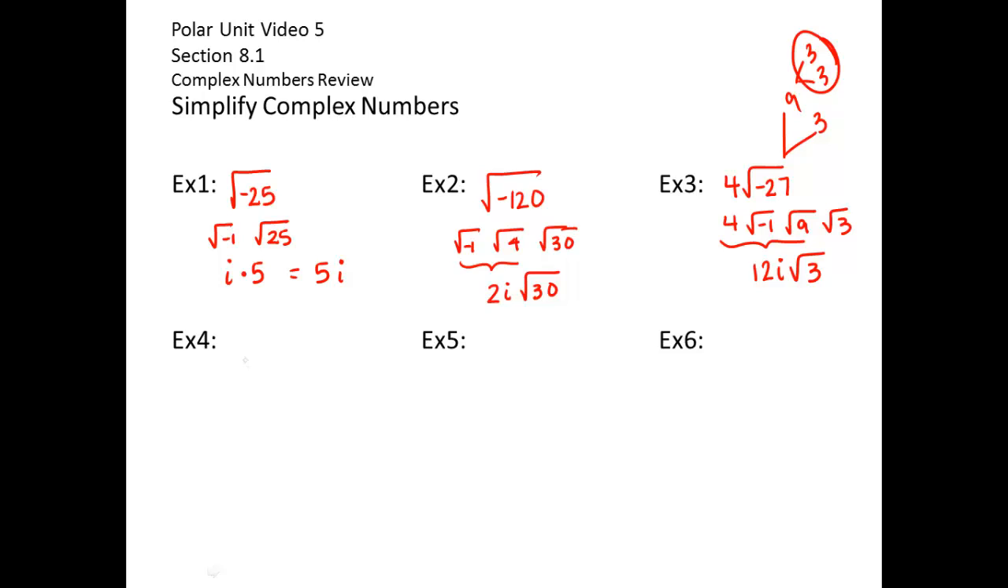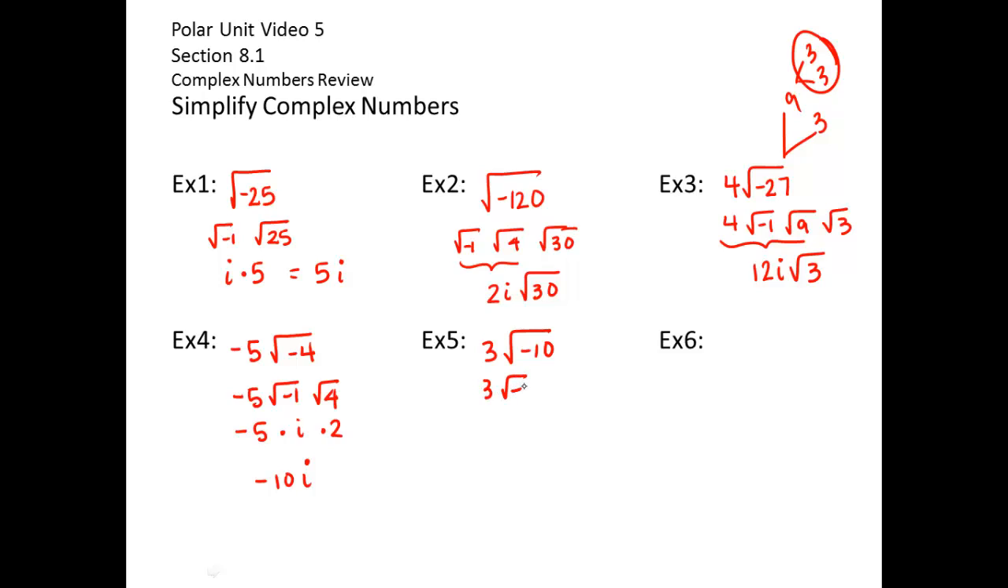Example number 4, -5 times the square root of -4. Well, I've got -5 times the square root of -1 times the square root of 4. Since the square root of -1 is i and the square root of 4 is 2, I've got -5 times i times 2, or -10i.